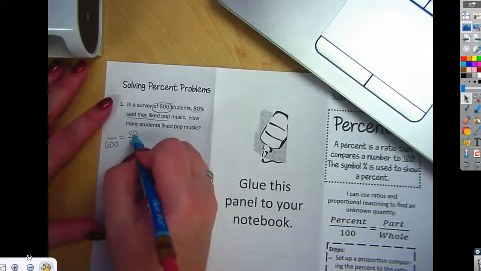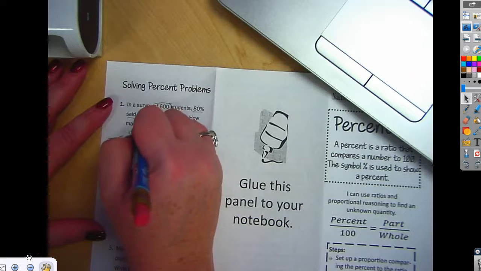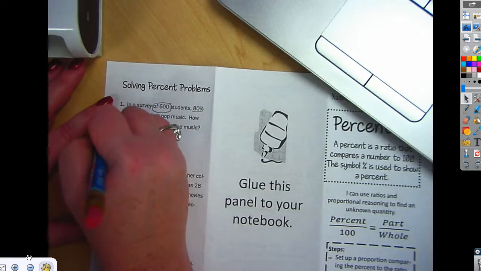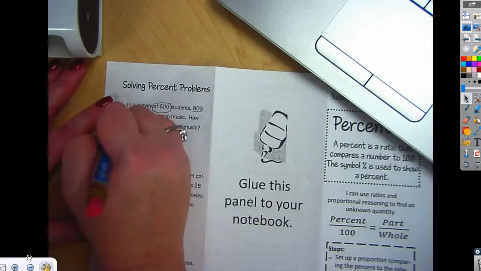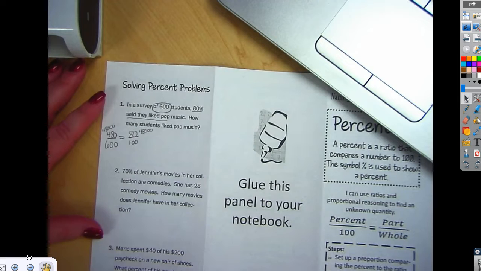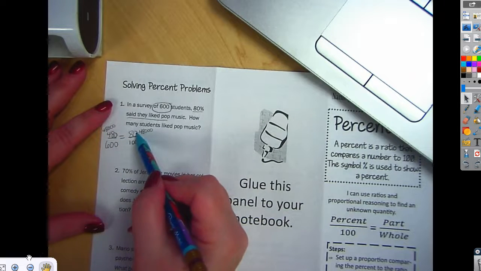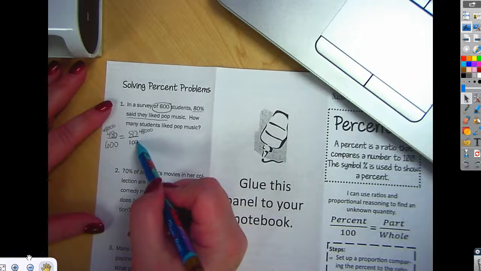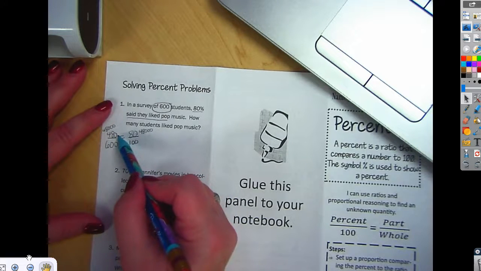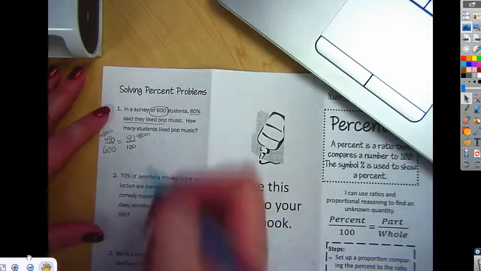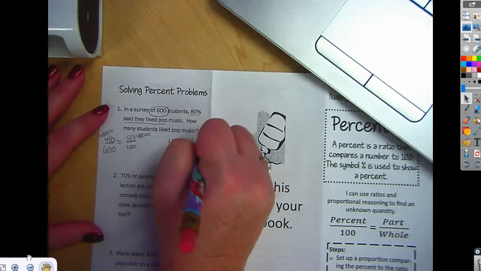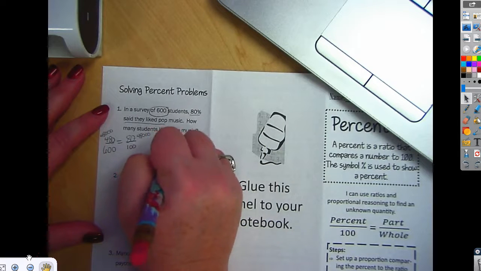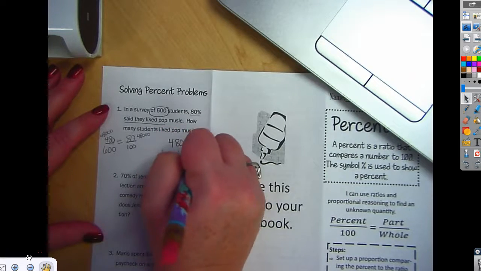So 600 times 80 is 48,000. 48,000 divided by 100 is 480, right? And does that make sense? This is almost 100. 80% is pretty close to 100%. 480 is pretty close to 600, right? So 480 students liked pop music.